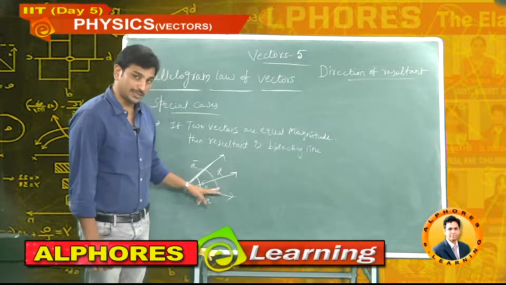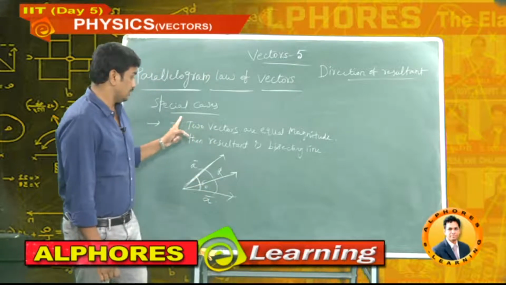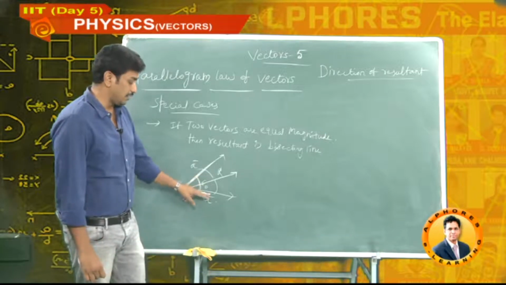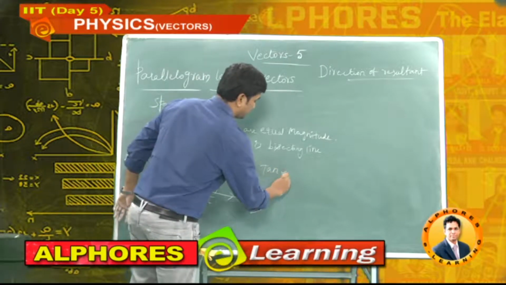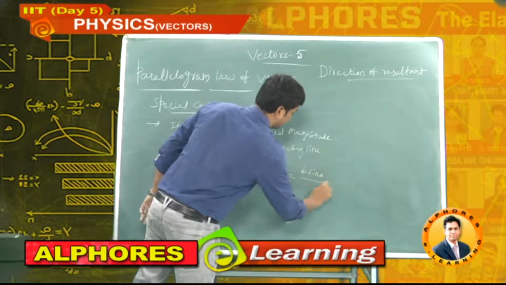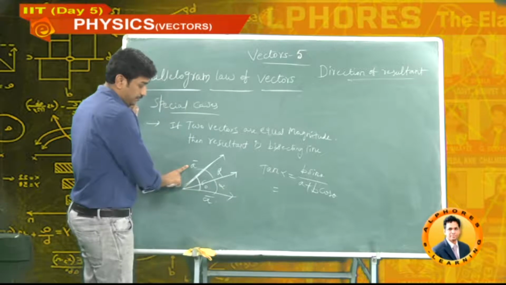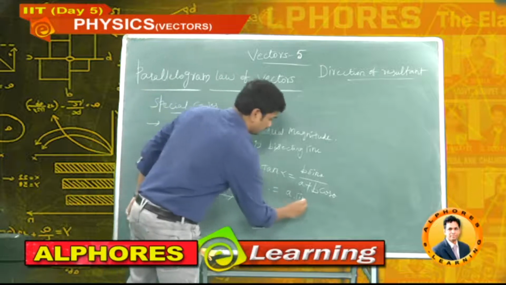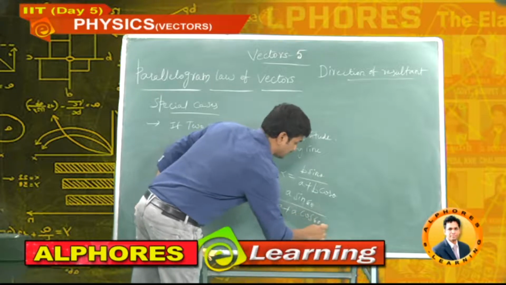Now I should prove that it is 30, then this is right. If it is not 30, then my statement is wrong. If two vectors are equal in magnitude, A and A, now the resultant makes an angle with A bar of 30. So that I should prove. Now, we know the formula, tan alpha, this is alpha, B sin theta by A plus B cos theta. B value is A, already A. So, A sin 60 by A plus A cos 60.